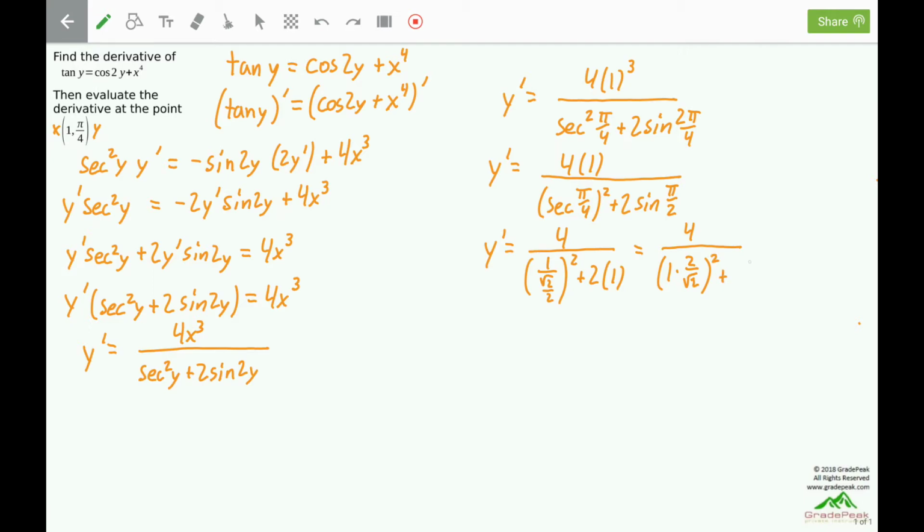And then we have that squared, plus 2 times 1, which is just a 2. So we have 4 divided by 2 over root 2, squared, plus 2. If we square that, 2 squared is a 4, root 2 squared is a 2, so 4 over 2 is a 2, plus 2. So we have 4 over 2 plus 2, and 2 plus 2 is a 4. 4 divided by 4 comes out to 1.